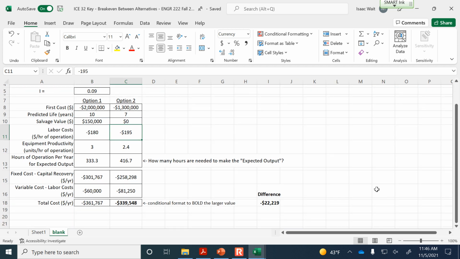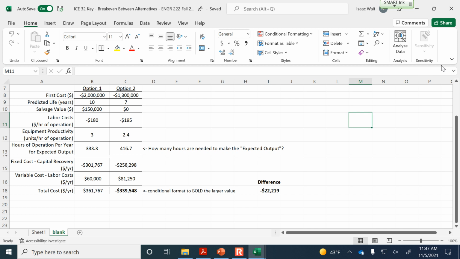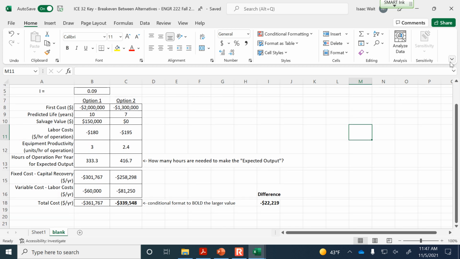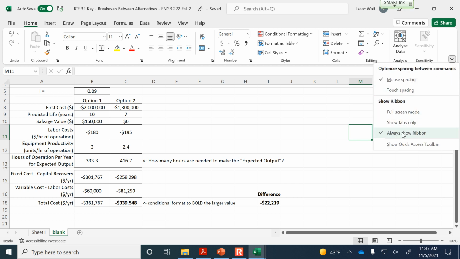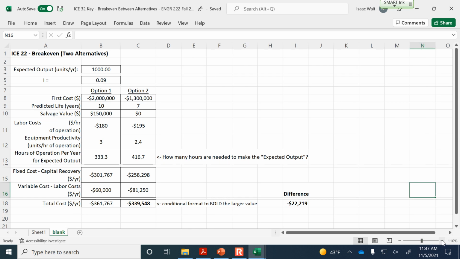So you can see here that the fixed costs, let me get rid of this. Maybe try collapsing the ribbon. I don't want to always show it. There. Now I've got more space. I can zoom in a bit.